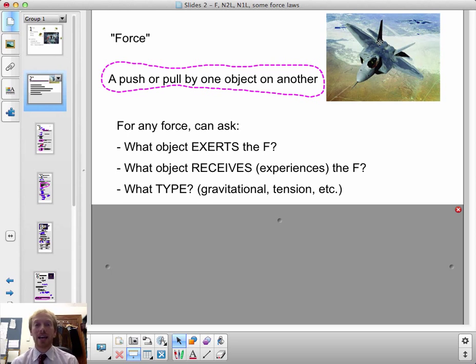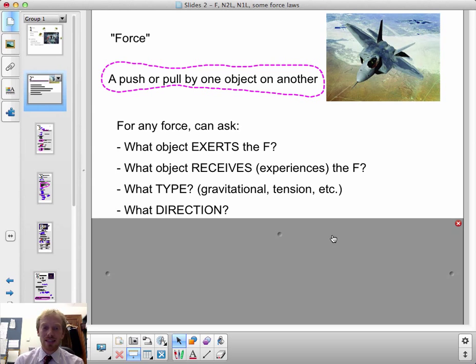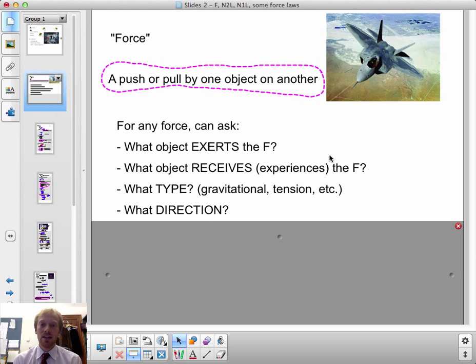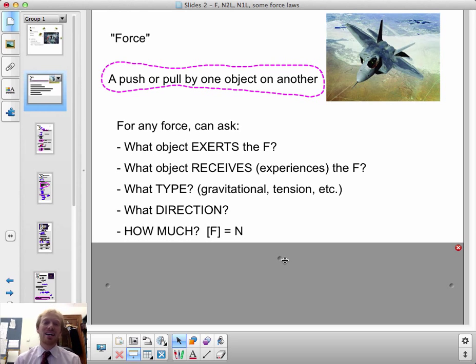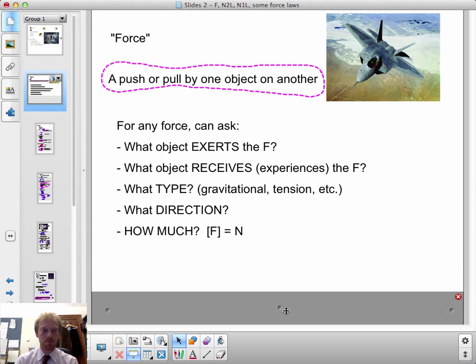Each force has a type. We'll learn about the different types of forces like friction and tension and something we'll call a normal force and the electrical force and the magnetic force. Each force has a direction. For example, the direction of the force that the Earth exerts on that plane is down. And how much? Each force has a magnitude as well as a direction, and the magnitude of force is measured in newtons.